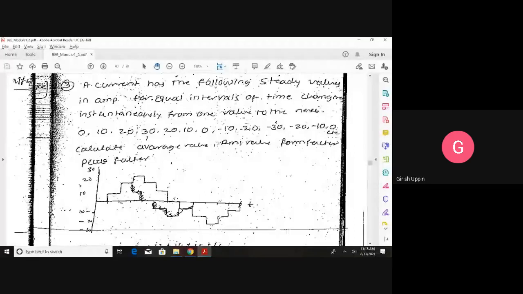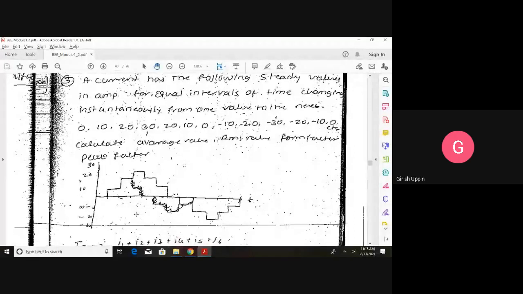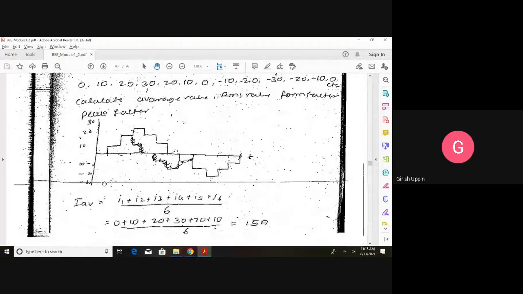So I average, we have 6 instances, I1, I2, I3, I4, I5 and I6. So this is the end of the cycle. This is the first half cycle. Then this is the next half cycle. Both these cycles are exactly the same. If you take the average over the complete cycle, it will become 0 because it is a symmetrical waveform. That's why you are going to consider only half cycle.